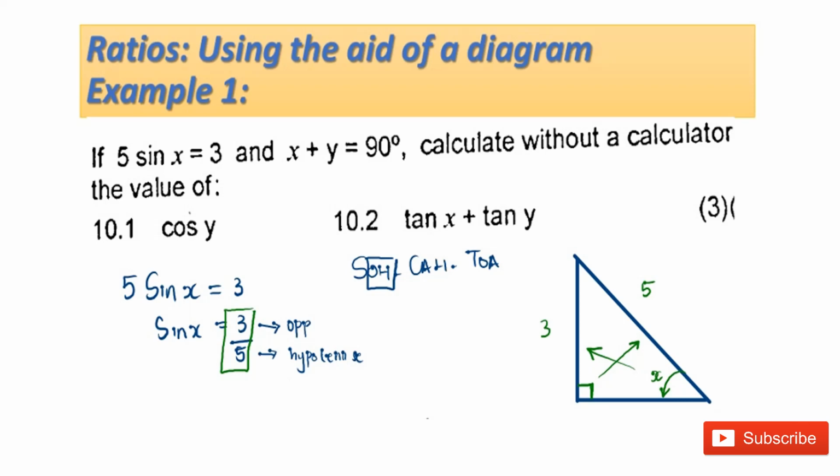So from here, what do we see, guys? We see that we have a side that is missing, and the side that is missing is the side that is adjacent to our angle x. How can we calculate that side? We can calculate that side by using the theorem of Pythagoras. If I name this triangle ABC, we can calculate side BC by using the theorem of Pythagoras.